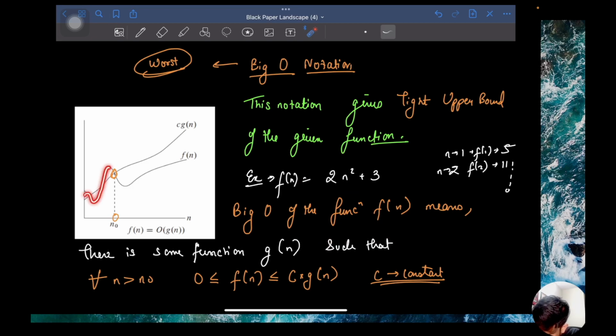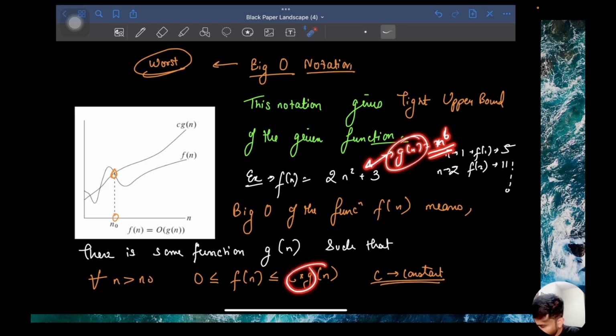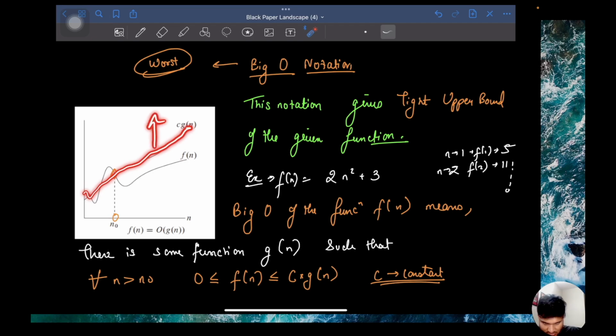Let's say this function f of n is this, right? What I'm saying is, I want to find a function which has a bound bigger than f of n. So if this function is 2n square plus 3, and I write a function g of n as n raised to the power 6, then definitely g of n is greater than f of n. But that's not what we want. We want an upper bound, but it should be a tight upper bound. Tight upper bound means as close as possible, right? That our function is going to perform as bad as this, never beyond this, right?